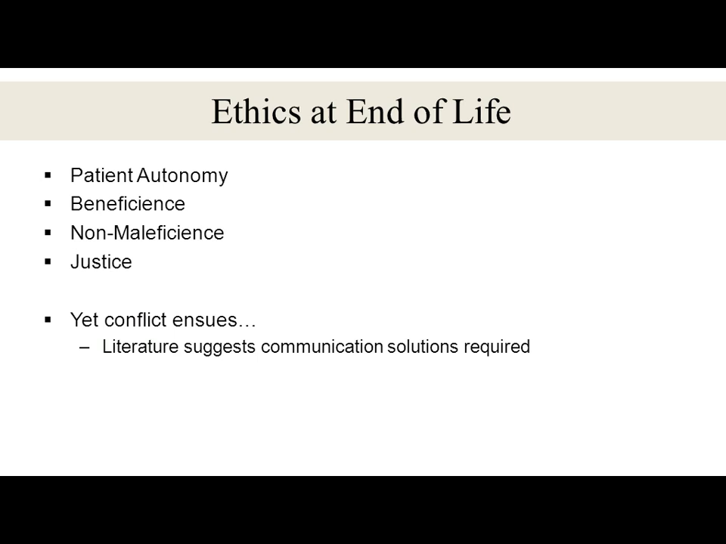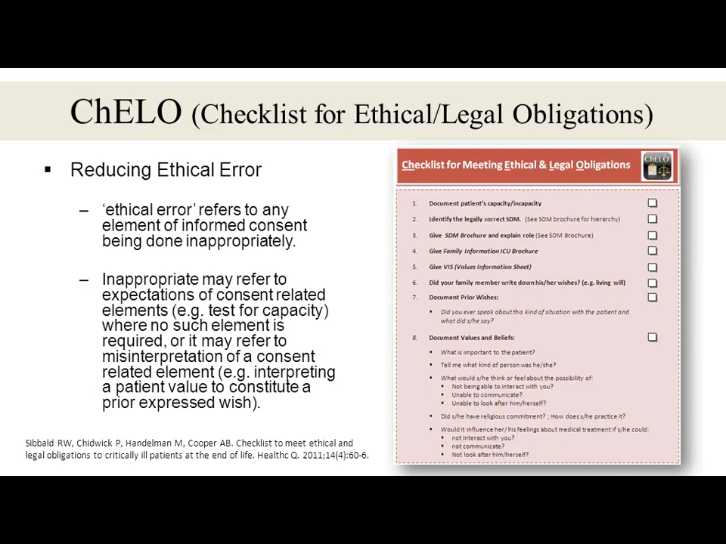Now, the literature would suggest that when we have conflict at end of life, at least in the last 10 to 15 years, the vast majority of the literature says the solution, what we need to work on, is better communication. We all need to be better communicators. And despite that, and I think a lot of effort has gone into how we improve communication, our ethical obligation towards process often gets overlooked. And the process is the consent process.